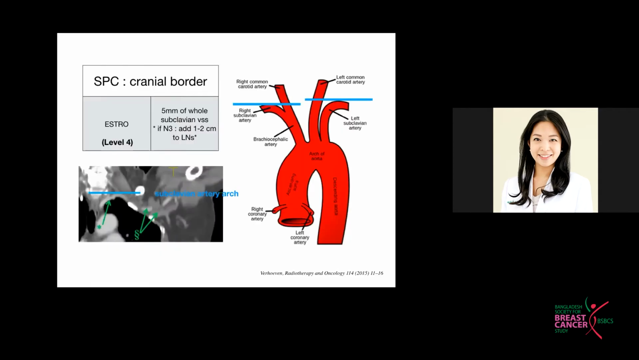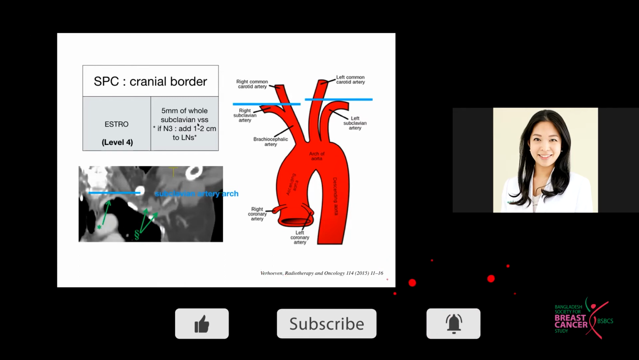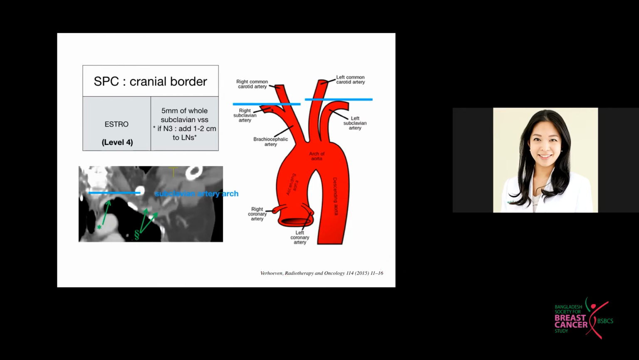So let's talk about the differences with other guidelines. For the supraclav fossa, the ESTRO guidelines don't call it supraclav field, they call it lymph node level 4, because they think that supraclav volumes of the breast and the head and neck are different. So for the breast, they use another term, lymph node level 4. And as you know, ESTRO guidelines are based on the vessels. So they add 5 millimeters to the subclavian vessels. So these are the right subclavian artery and the left one. So they use 5 millimeters around these vessels.